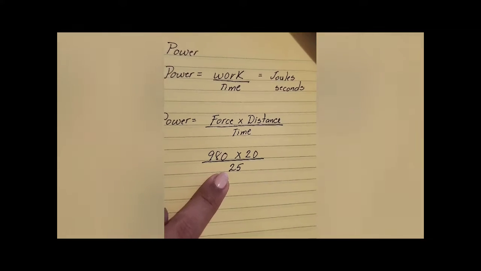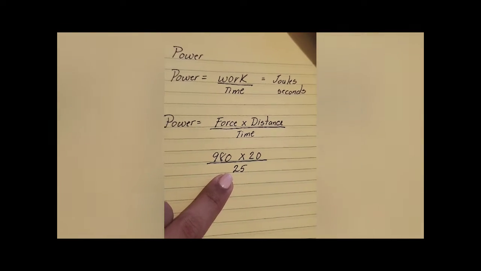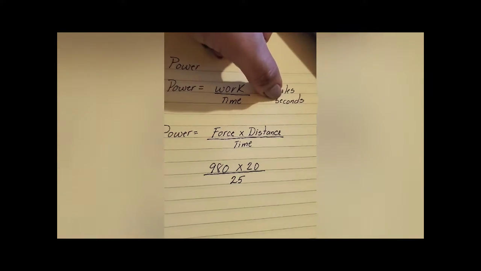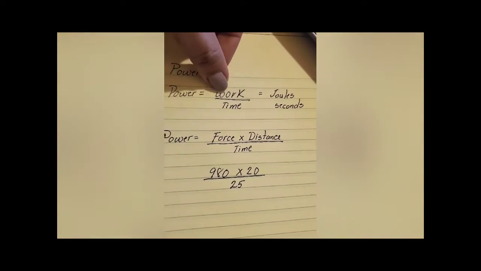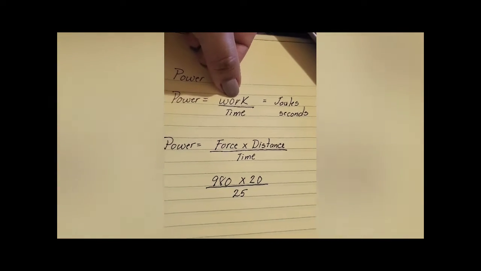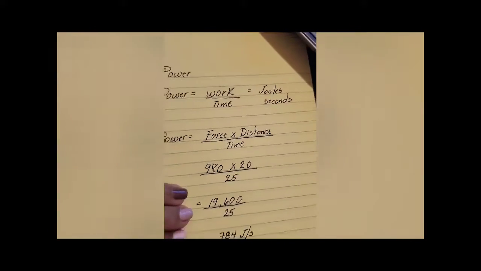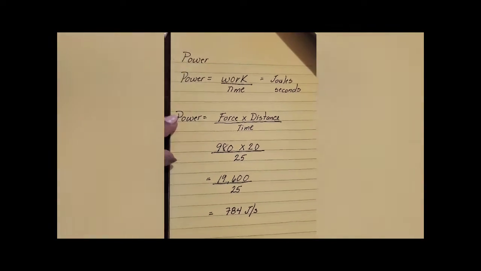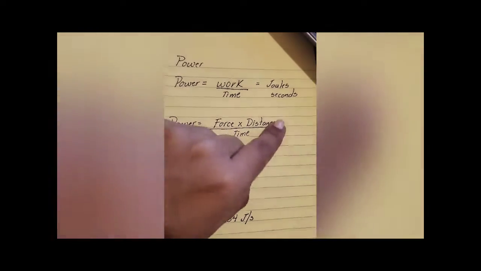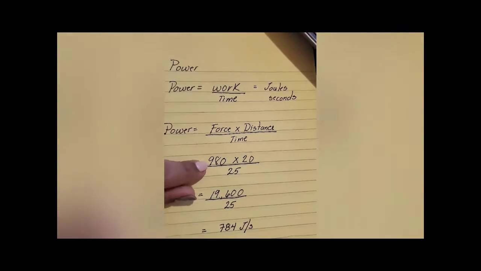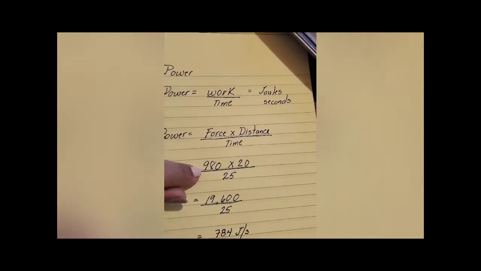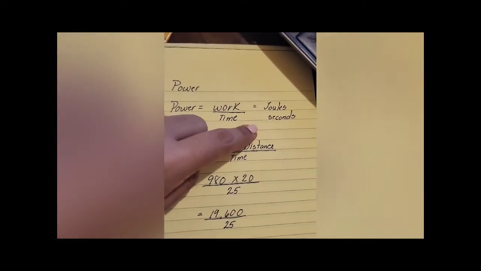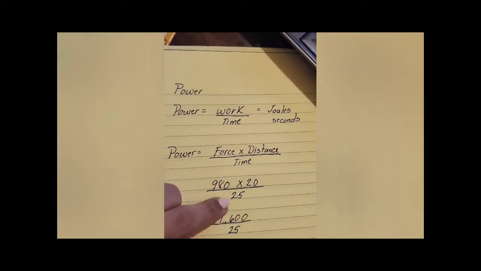We're going to solve that, and the answer has to be expressed in joules divided by seconds, because that's the way that we place work. Here we have our final product. We have the same formula. If you see, power is force times distance. The number that applies to force is 980, times 20, which is distance, divided by time, which is 25.